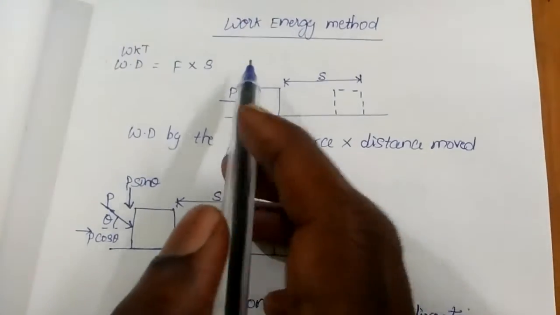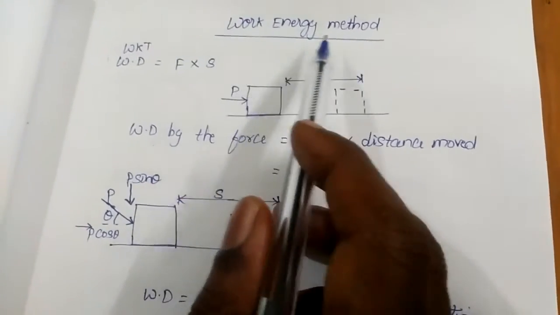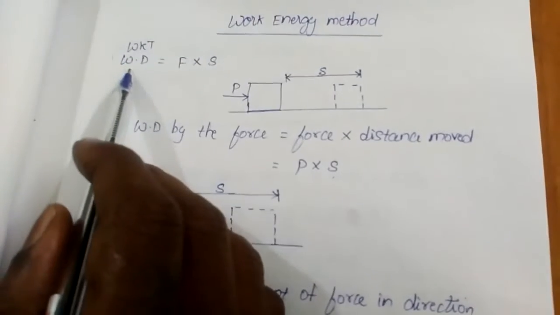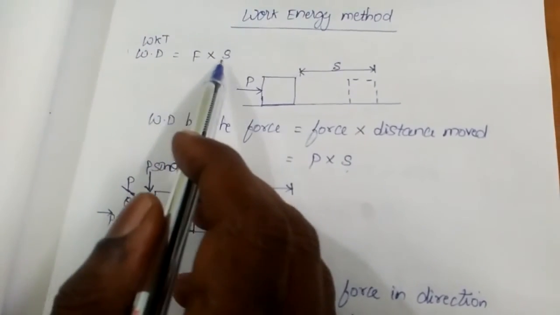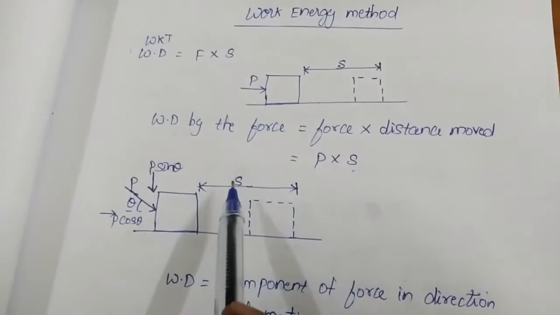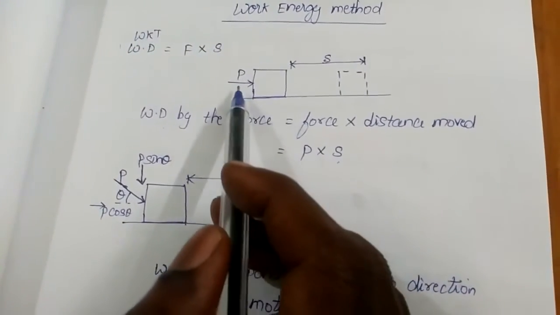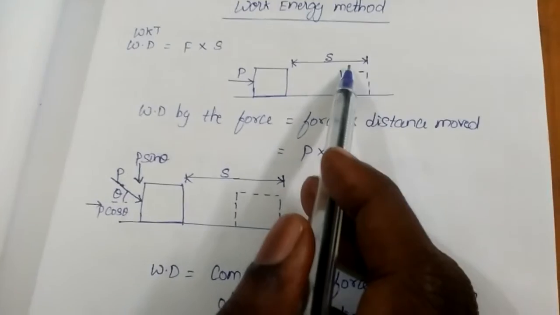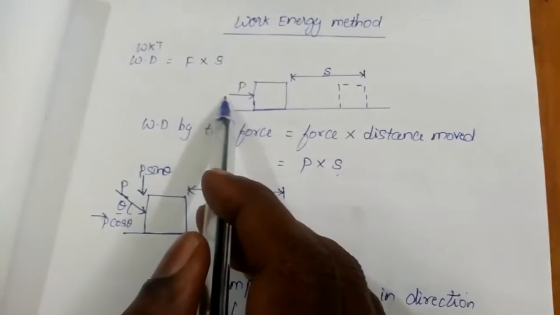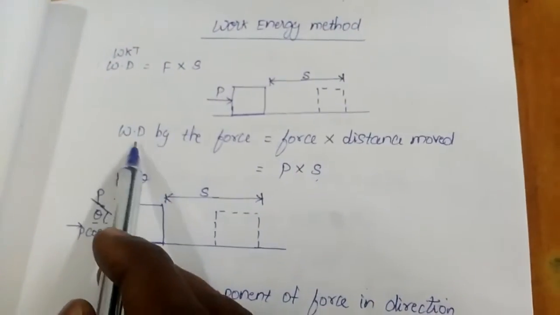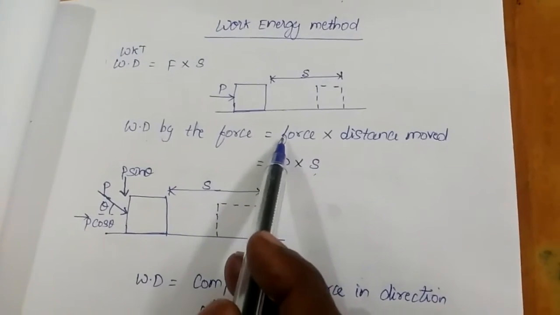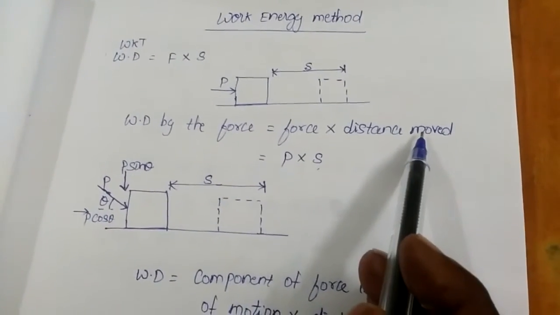In today's lecture, we are going to see about the work energy method. We know that work done is equal to force into distance moved. Consider a body of mass m here. It is moved by a distance of s meter by a force P here. So the work done by the force is equal to force into distance moved.